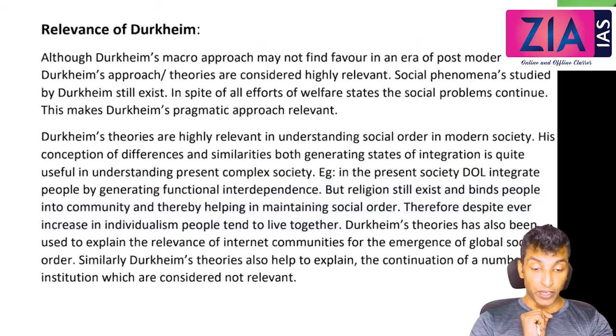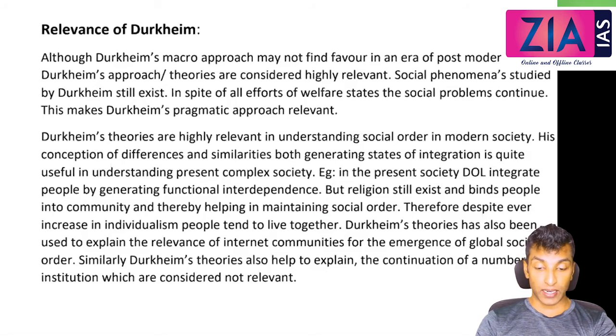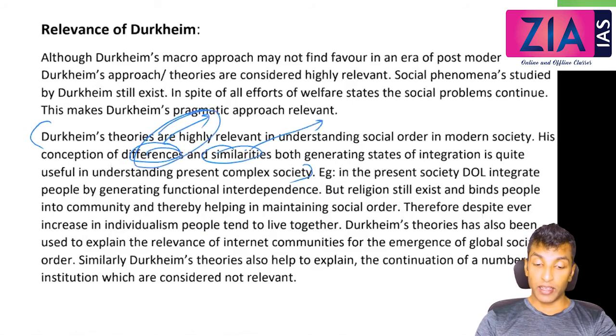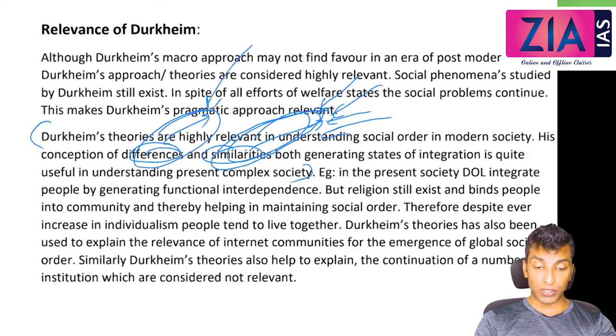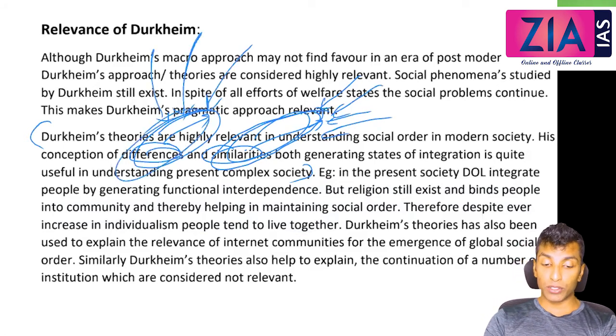His conception of differences and similarities, both generating a state of integration, is quite useful in understanding the present society. What do you mean by this? Differences and similarities. In case of organic solidarity, it is the differences which bring the society together. In case of mechanical solidarity, it was the similarities that brought the people together. People are alike, people live in segments, in bands, they perform similar occupations, the laws are repressive. Here people are different, it is a complex society, laws are restitutive or reformative. Still people are together because of the differences.